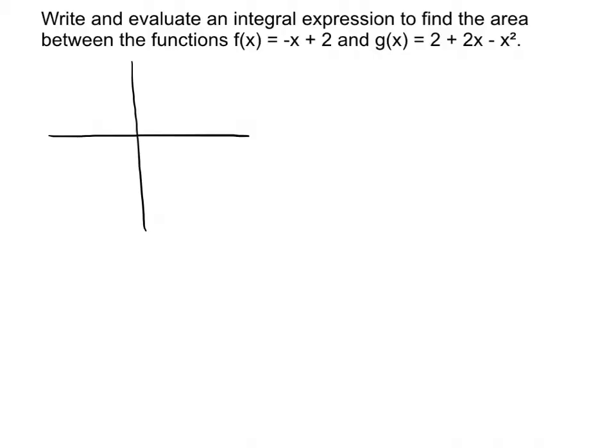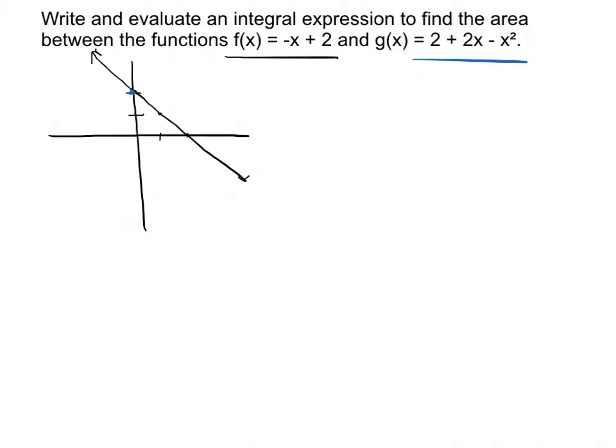The graph of f is negative x plus 2, which means it's up 2. And from there we have a slope of negative 1. So you've got something that looks like this. And there's our line. It doesn't need to be perfect. For the other one, what do we know about this parabola?